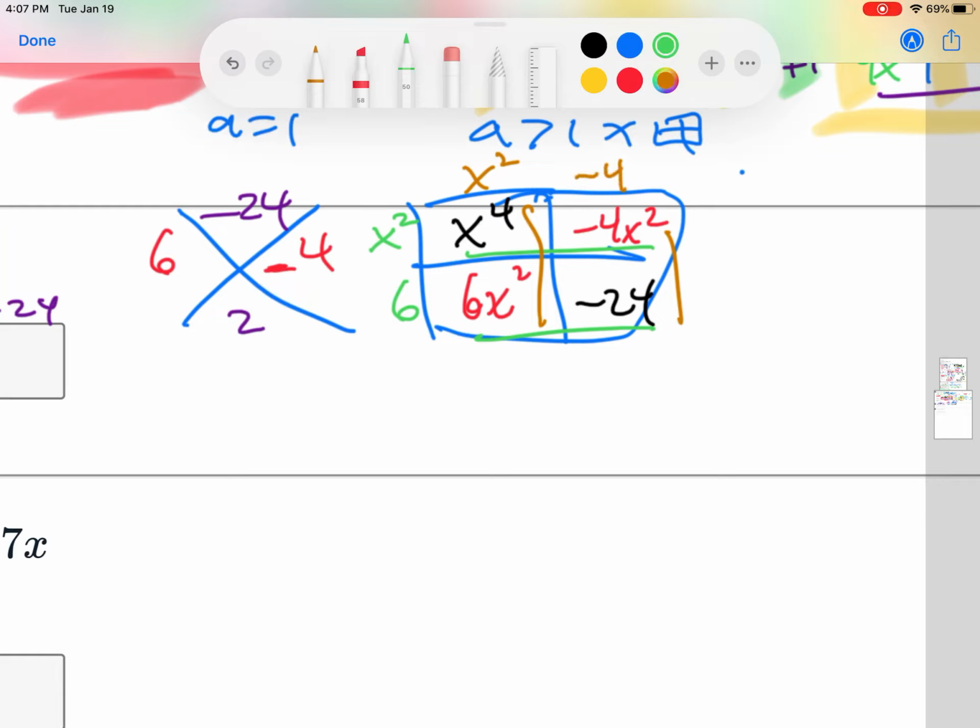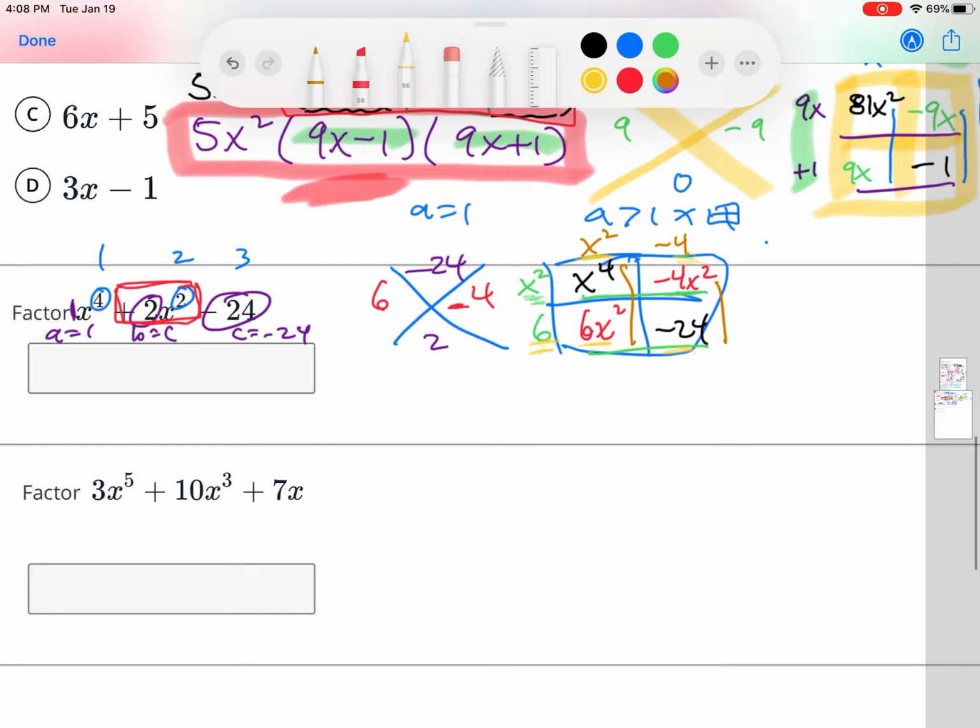All right, let's double check our answer here. X squared times x squared equals x to the 4th. X squared times negative 4 is negative 4x squared. X squared times 6 gives us 6x squared, and 6 times negative 4 gives me negative 24.